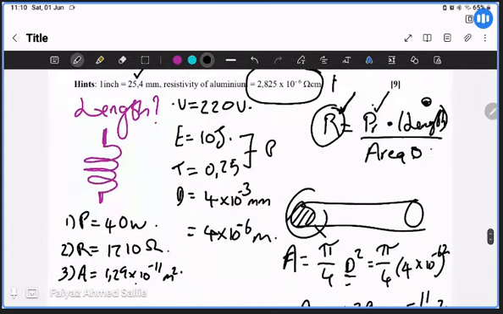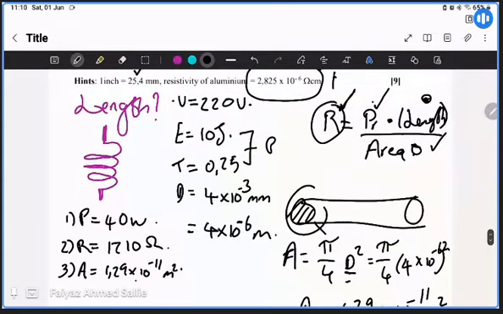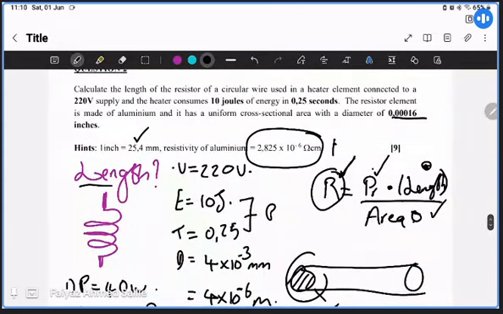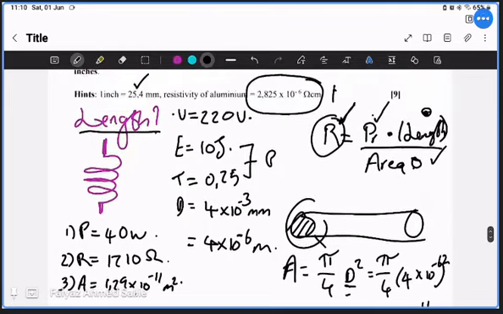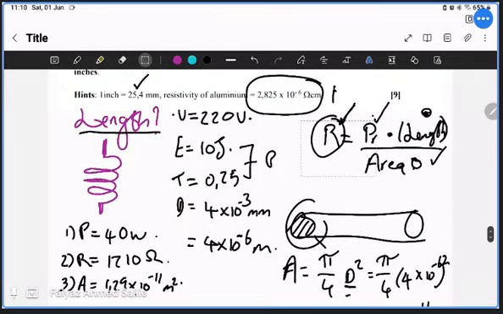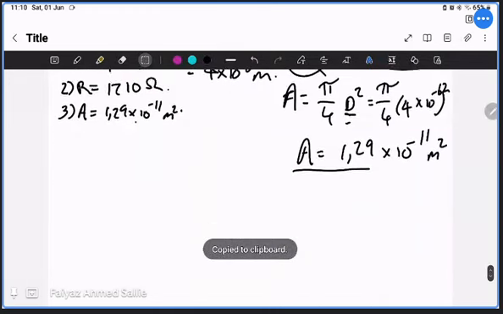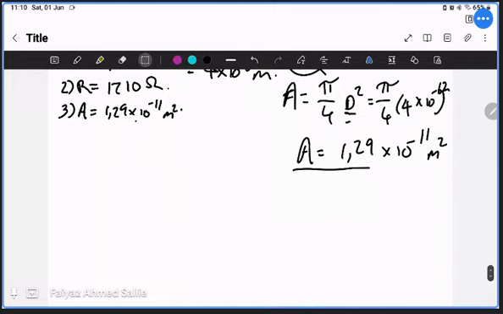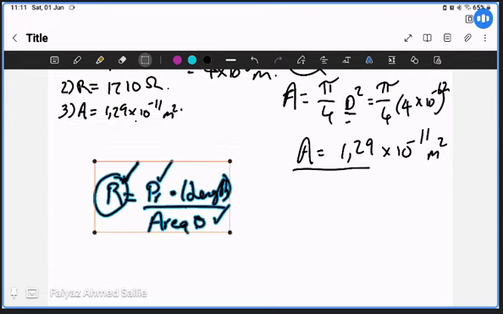So we have our area as well. The question wants us to find the length of the wire, right? So let's write that formula. Let me just copy this formula. Copy, paste.